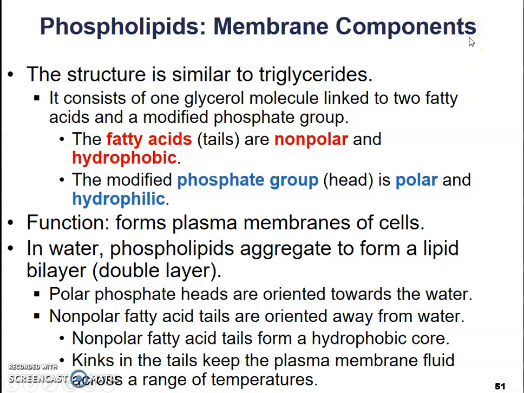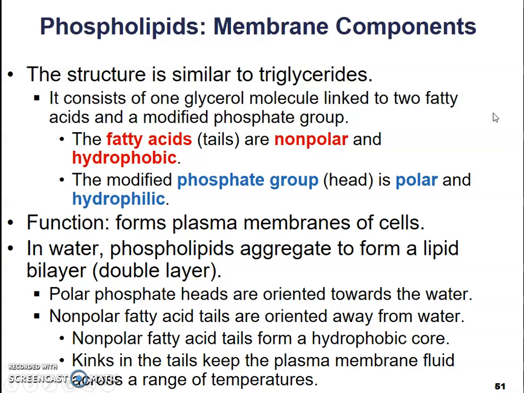Moving on to our next category, phospholipids. They are part of membranes, part of the plasma membrane. Their structure is very similar to a triglyceride. It consists of 1 glycerol molecule linked to only 2 fatty acid chains and a modified phosphate group. The fatty acid tails are nonpolar and hydrophobic, meaning they don't like water. The phosphate head or phosphate group is polar and it really likes water. Okay, it's hydrophilic.